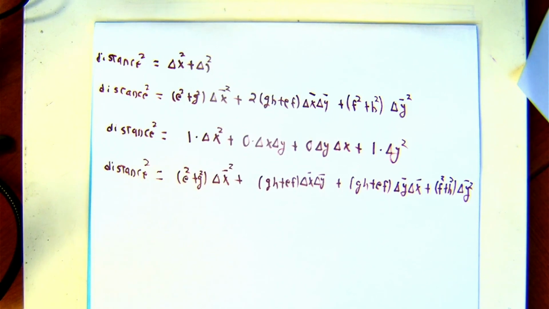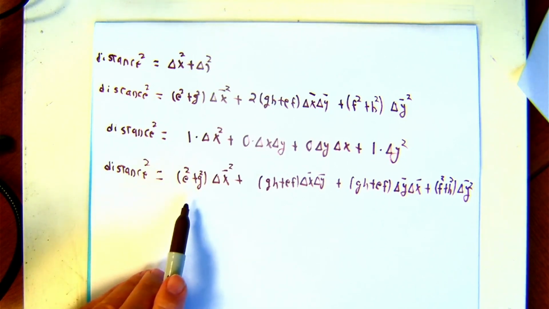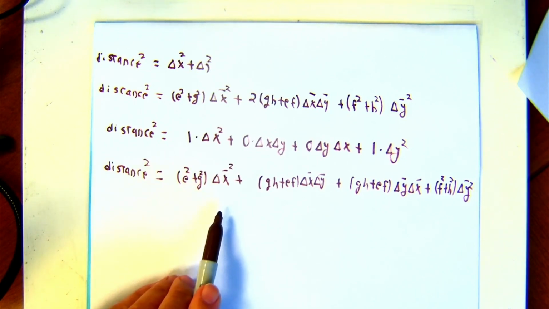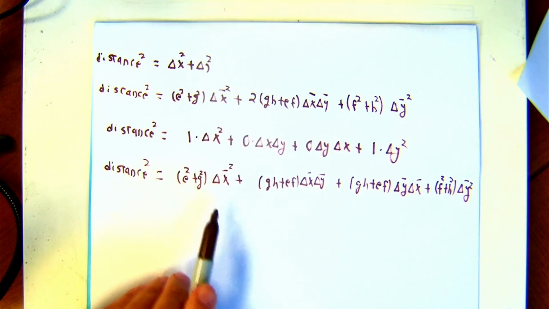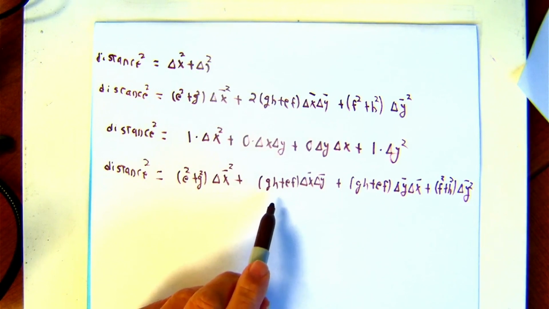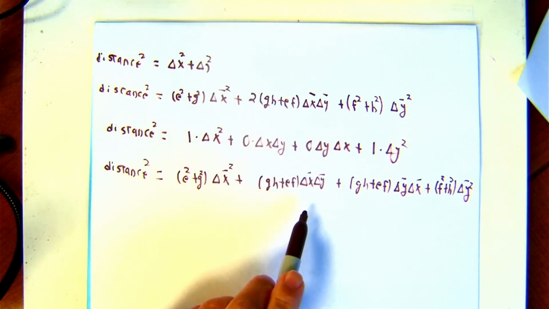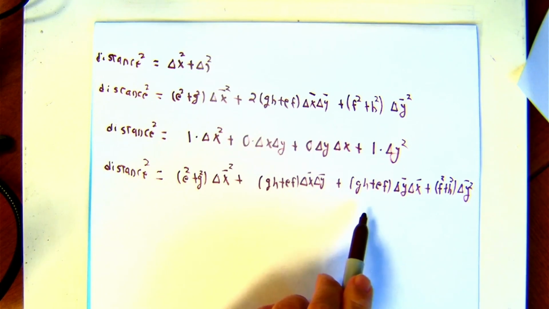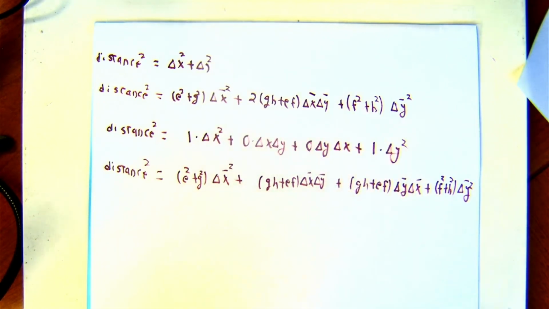In a similar way, I can write the distance squared using the barred coordinates as e squared plus f squared times the square of the change in x bar. I have 2 times that delta x bar delta y bar, so I'll write that in two pieces: GH plus EF delta x bar delta y bar plus GH plus EF delta y bar delta x bar. We'll find out why we want to write it like that in a moment. Plus f squared plus h squared times delta y bar squared.